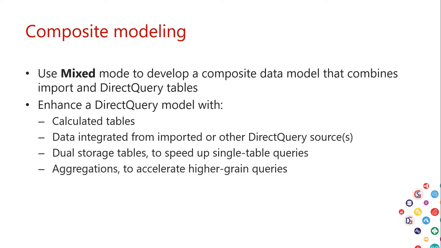Now, if you have a direct query model, you can now enhance it with calculated tables, with data integrated from imported or in fact other direct query sources. You can set the storage mode for a table to be both import and direct query. This is known as dual storage. And this design approach can help speed up single table queries, specifically dimension tables that are typically used in slicers. Finally, aggregations can be added to your model to accelerate and boost the performance of higher grain queries.